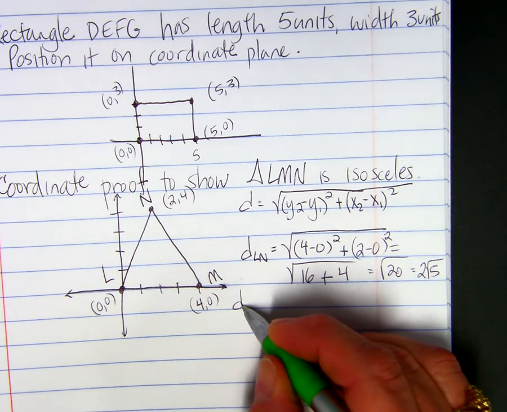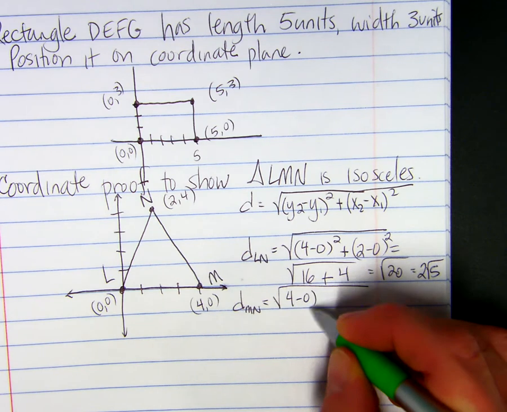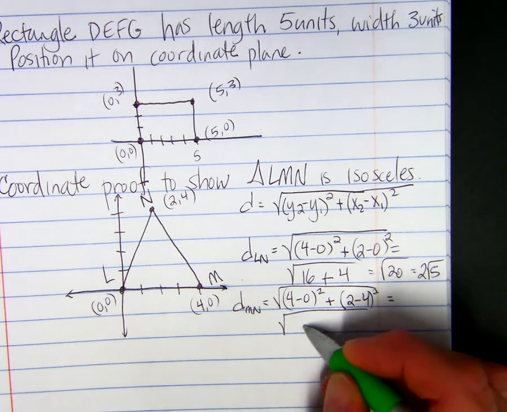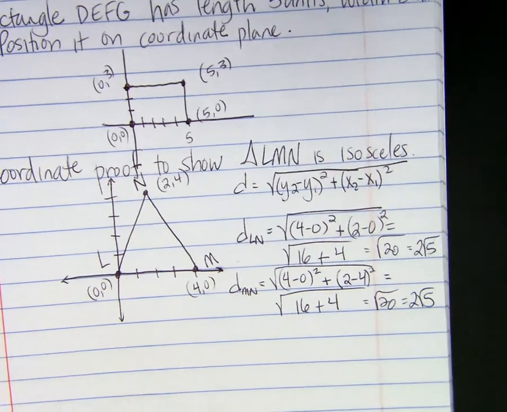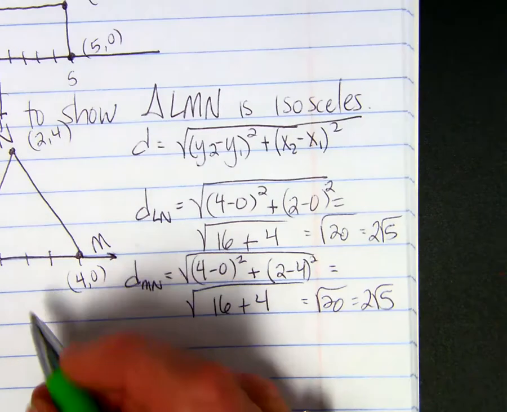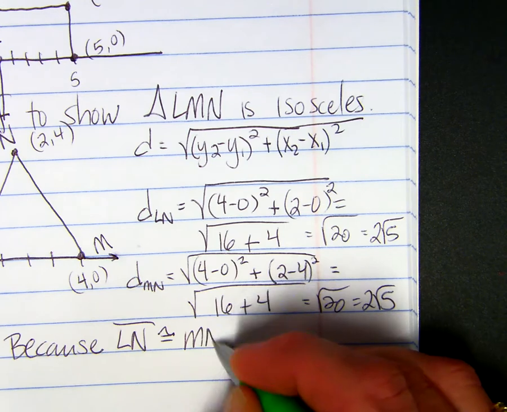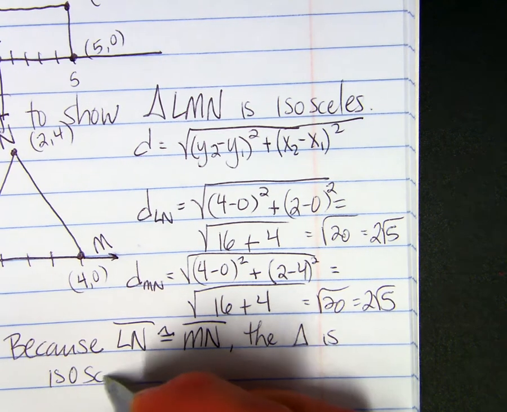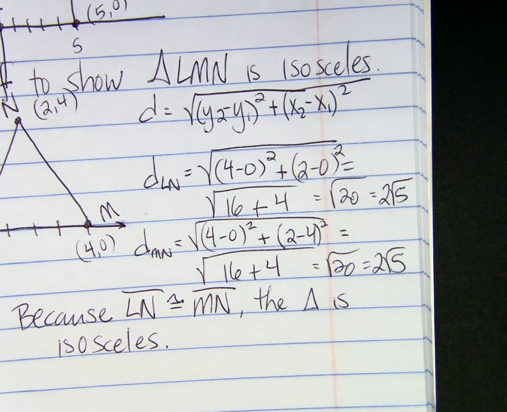And then we can just do the distance between M and N. So it's 4 minus 0 quantity squared plus 2 minus 4 quantity squared, which equals square root of 16 plus 4, square root of 20, 2 root 5. So then we finish with the sentence. This is a proof. So you say because segment LN is congruent to segment MN, the triangle is isosceles. And there you go. So this is what the proof would look like. It's basically showing your work and writing a conclusion type sentence.